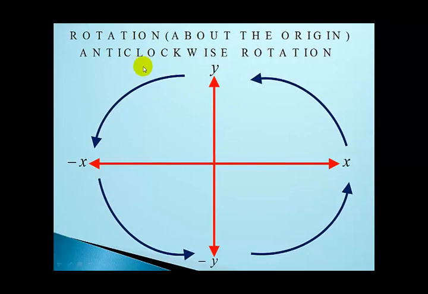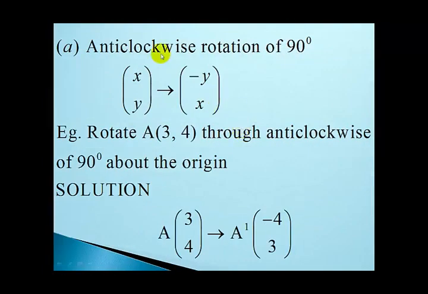Now we have rotation about the origin that is anti-clockwise. Anti-clockwise rotation is opposite to the way the watch moves, as indicated by the arrow. Anti-clockwise rotation of 90 degrees, the rule is xy maps to minus yx. That is, y goes up, x comes down, but the y coordinate is negated. So rotate A(3, 4) through anti-clockwise of 90 degrees about the origin.